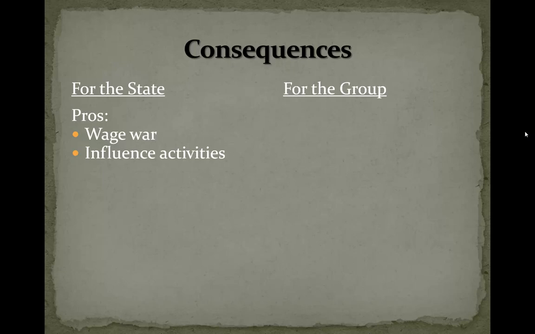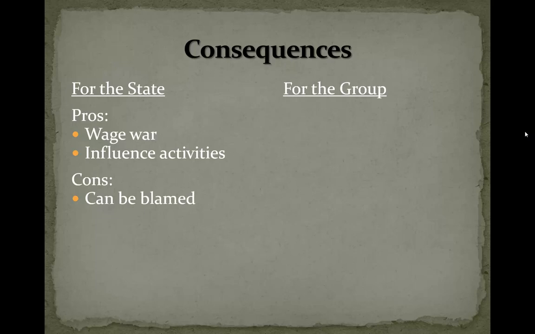It also does allow states to have some influence over terrorist group activities. The downside of sponsorship is that states can be blamed for the actions of the group, even if the group was acting without knowledge or without the approval of the state. So state attempts to control a group may fail, the group may act without the state's knowledge, but the state can still be blamed because it was a sponsor in the past.